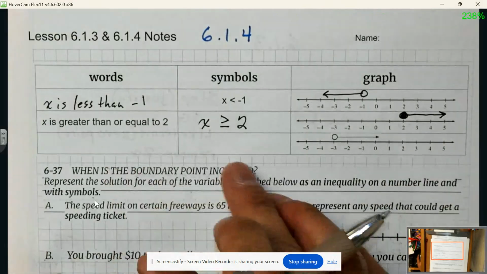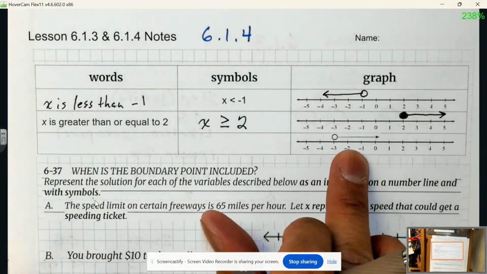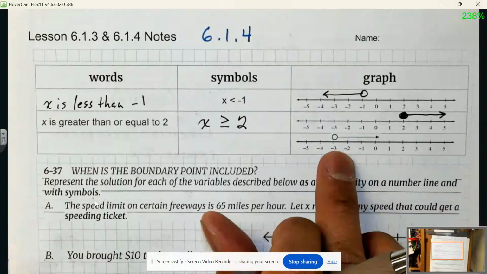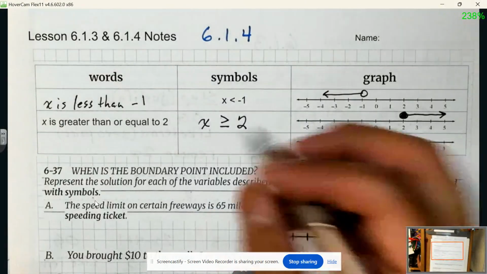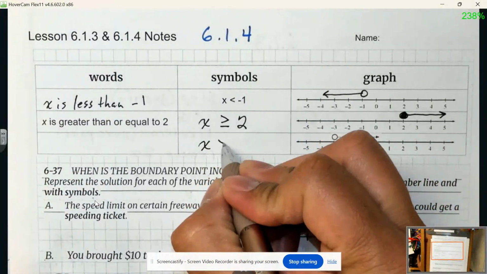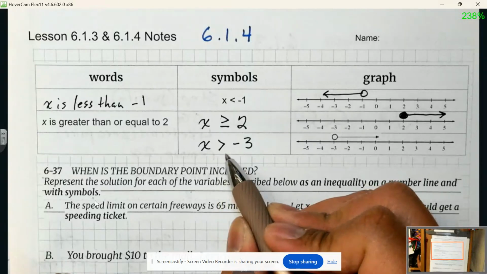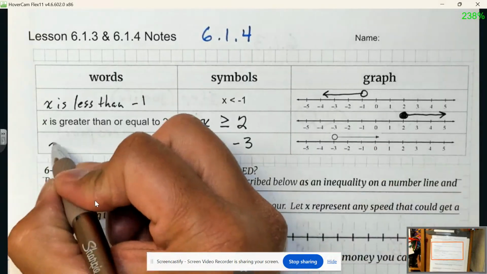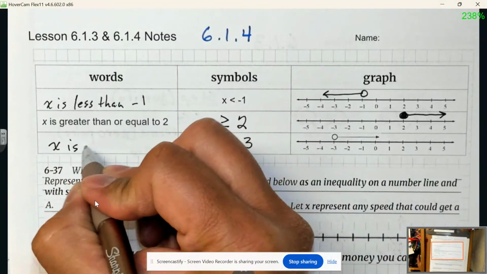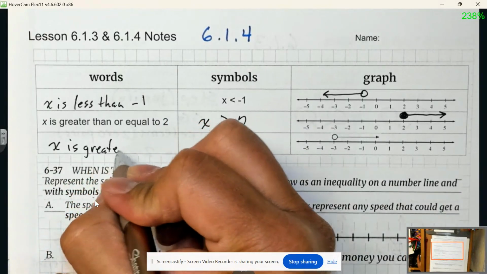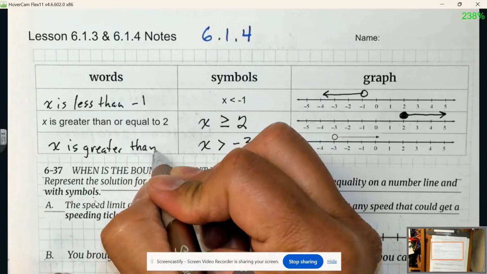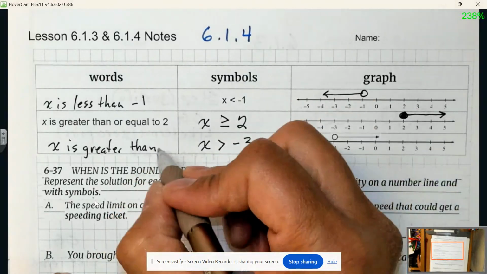And then on this last one, we have a graph. So what does this graph say? Okay, and those are the numbers that are greater than -3. So x is greater than -3. Since it's not shaded in, it's not or equal to. Okay, so this is x is greater than -3.